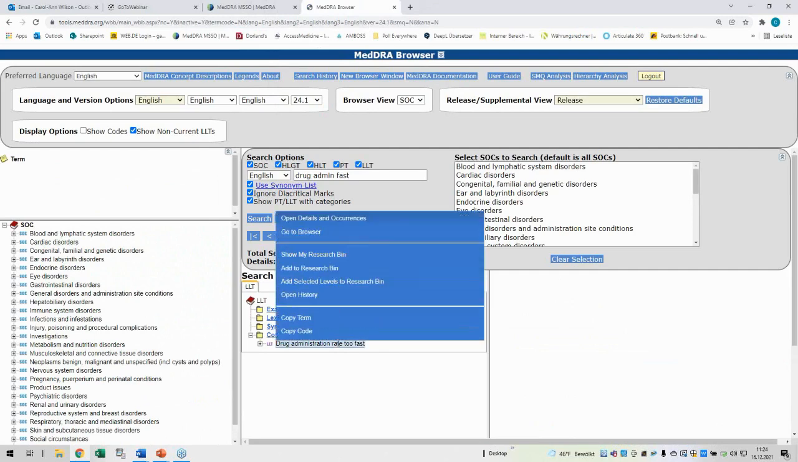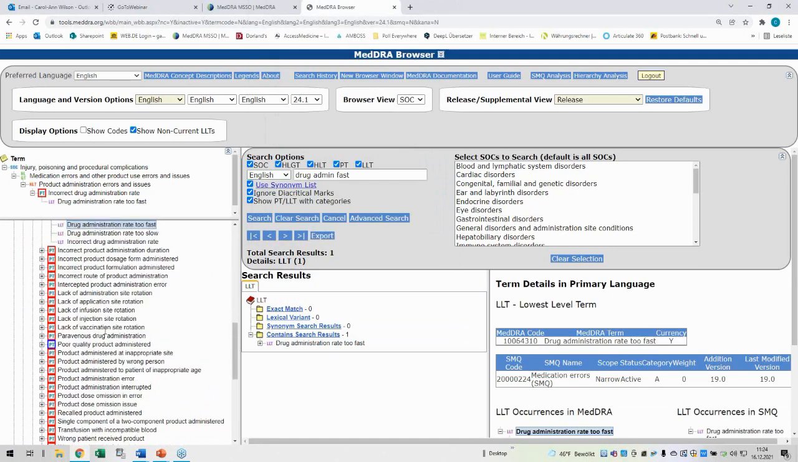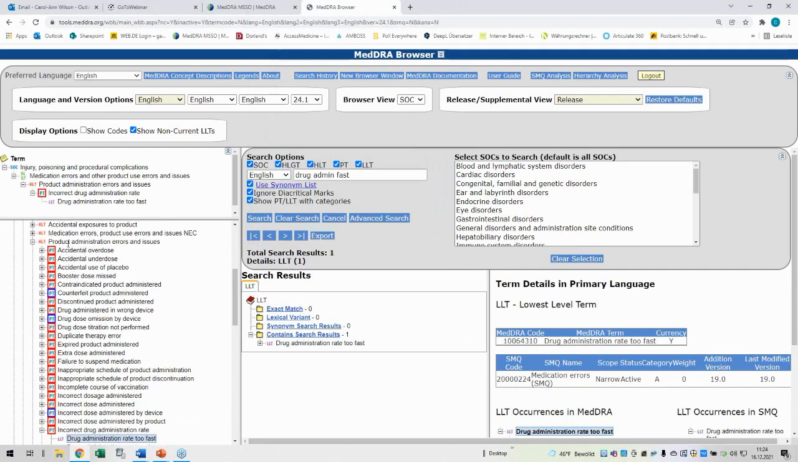And if I look for this one, here it is. I would capture the fact that the drug was actually administered. So here it is, drug administration rate too fast under incorrect drug administration rate. So we would capture the stage of the medication error in this instance. Now, what about accidental overdose? Would it be an accidental overdose? The dose is the same. So the dose and volume that was administered to the patient was the same, but the infusion was too fast. So it was not an overdose, not an accidental overdose.